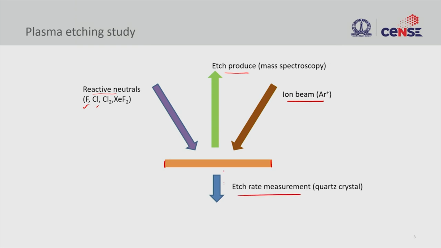And the etch rate is monitored by looking at the thickness through a quartz crystal. So you are looking at the thickness by measuring the quartz crystal frequency and so on. So the etch rate is measured as well. All these things are done simultaneously in order to understand the mechanism.